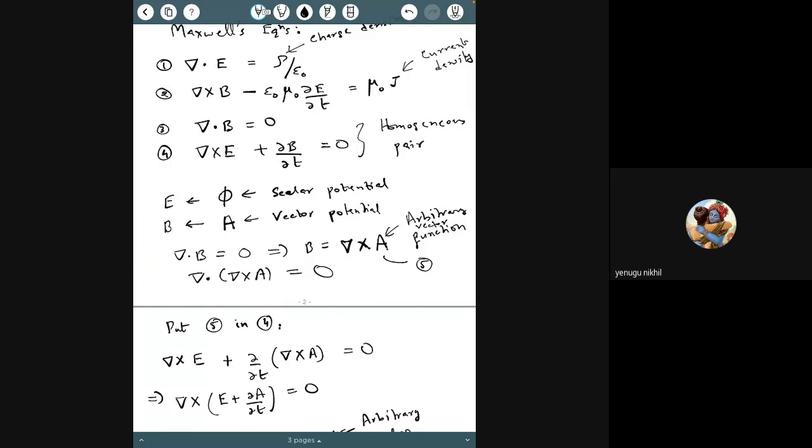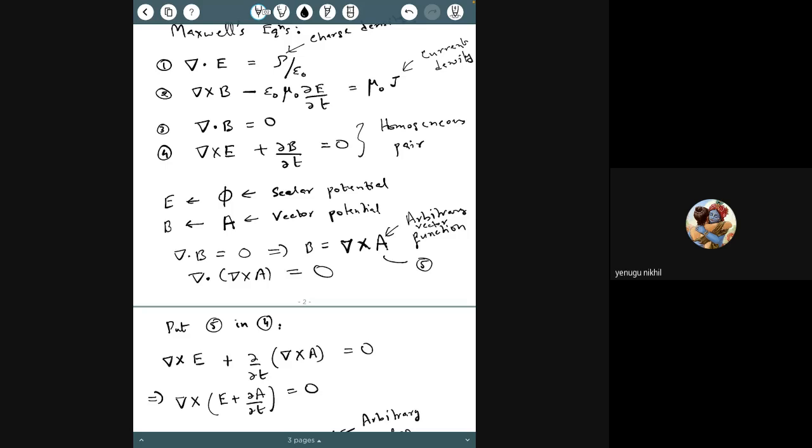But the problem there is that it is determined by 1 and 2 because 1 and 2 actually tell you what the value of E and B is. And once you know the value of E and B, you can find out the value of phi and A. But the issue here is that this rho and J are also changing. They are changing according to E and B.